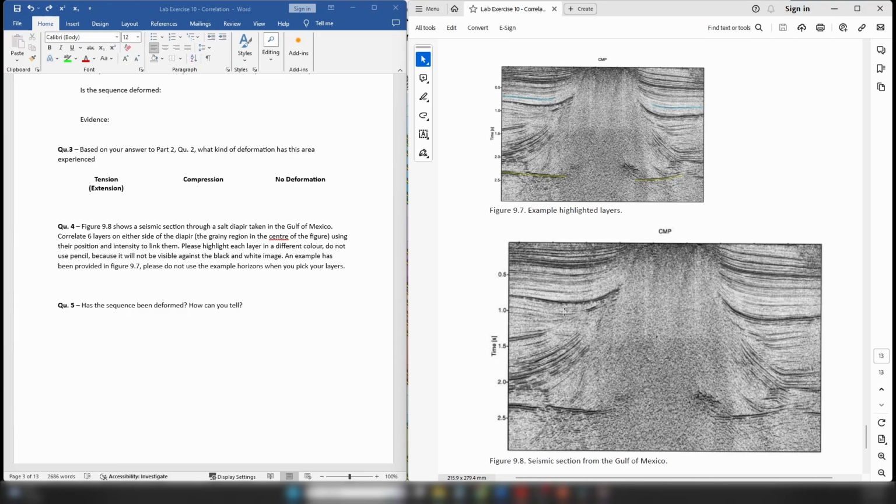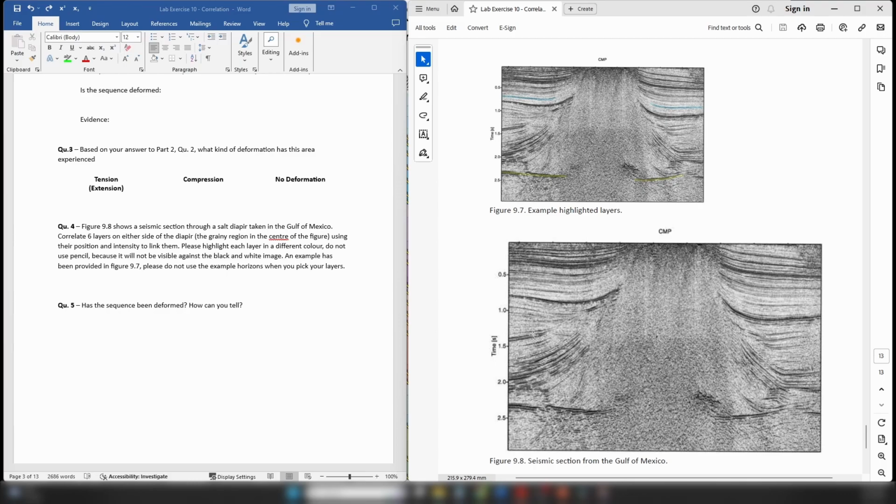And so how would you correlate them? Well, you will correlate them by highlighting them in a distinctive color. You can see in the example diagram here, a layer has been highlighted in blue and the same layer has been highlighted in blue on the other side. Same with these layers here, highlighted in yellow here and yellow on the other side. Now, one thing I would ask is please don't use the 2 layers that I've highlighted here when doing your correlation. Find 6 completely new ones.